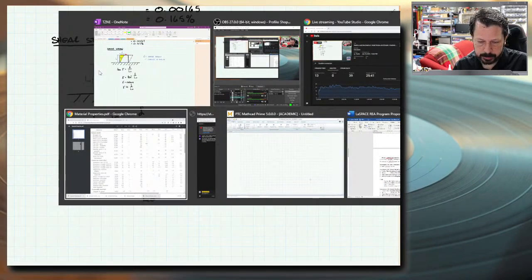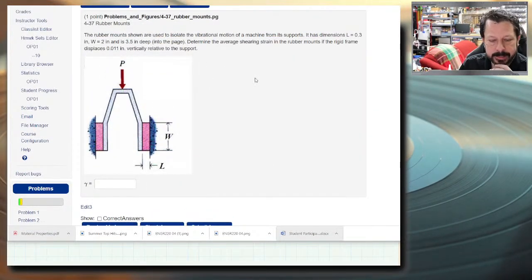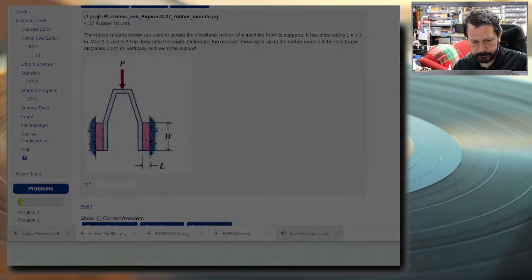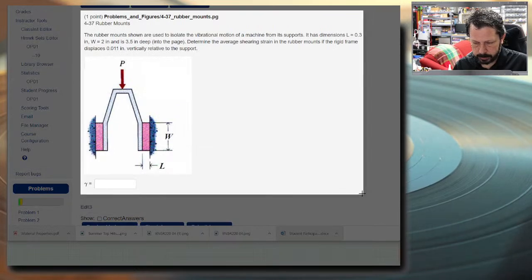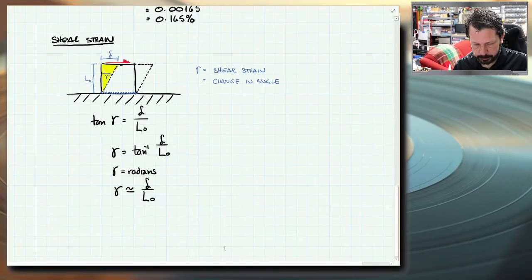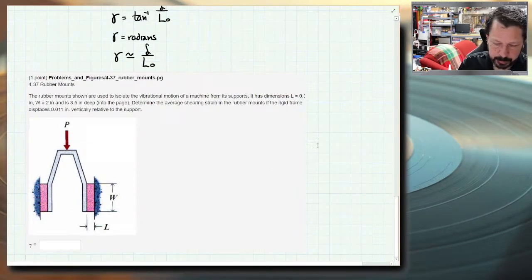I think I put it here that will work kind of as an example for this. So why don't we copy this and paste it over here so we can work on it. So here, these little pink pieces are rubber mounts.